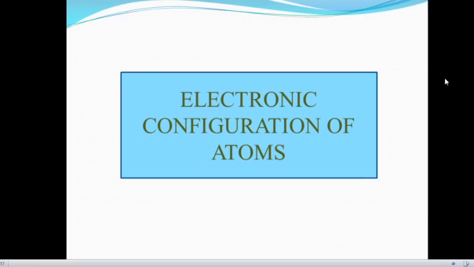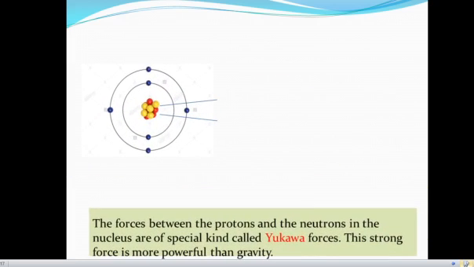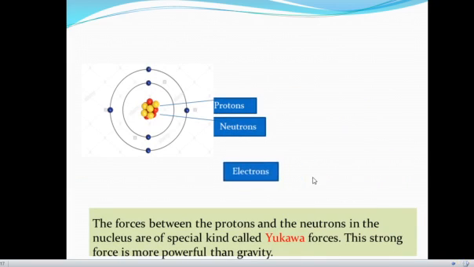So far we have discussed the lesson atomic structure. Today I am going to discuss the topic electronic configuration of atoms. Already you know there are three subatomic particles present in an atom. They are proton, neutron and electron. The protons and neutrons are centrally present in the atom, which is called the nucleus. The forces between these protons and neutrons are very strong forces, called Yukawa forces.